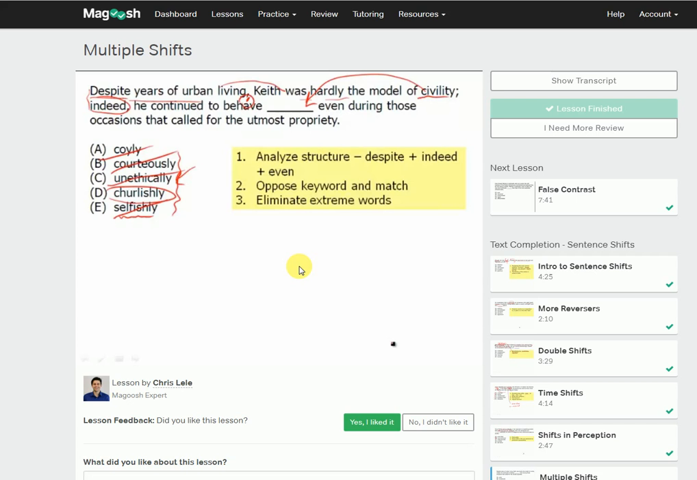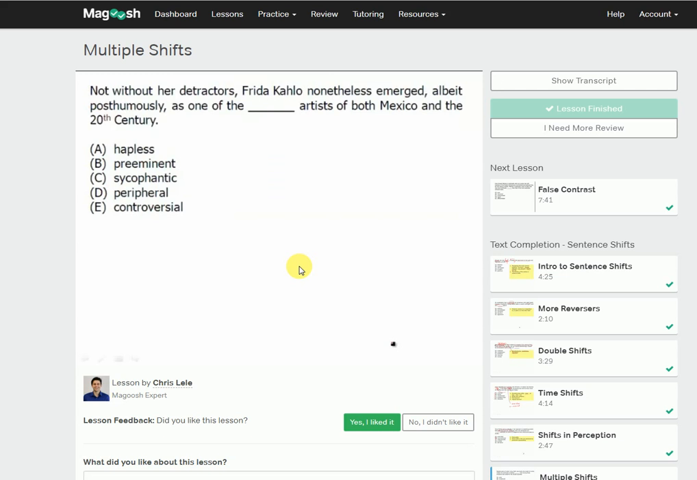Now let's take a look at another sentence here. Not without her detractors. So right off the bat, what are we noticing here? Well, we're noticing that not without is an example of a double negative. Let's keep reading. Frida Kahlo nonetheless emerged. So even though people, not without her detractors means people weren't her biggest fans, even though many people didn't like her, she still nonetheless emerged.